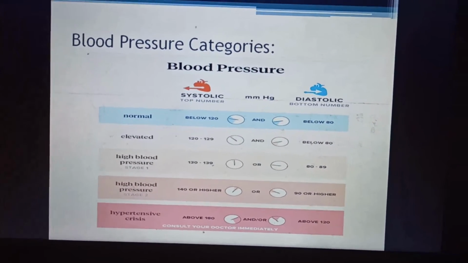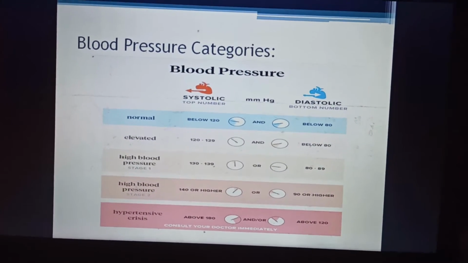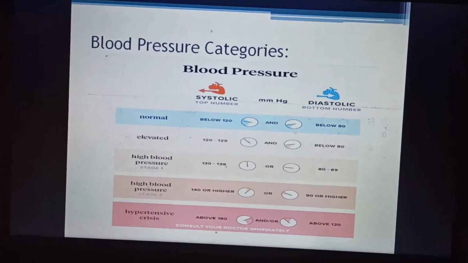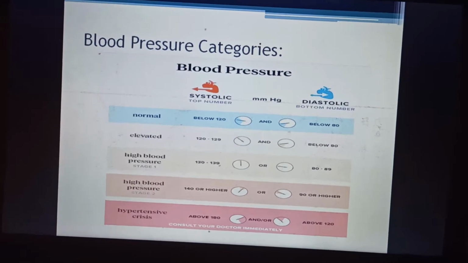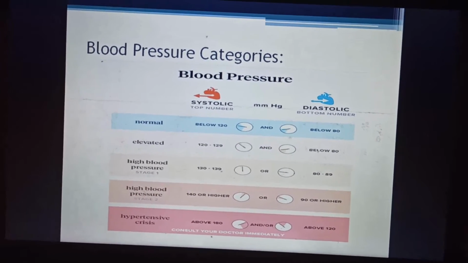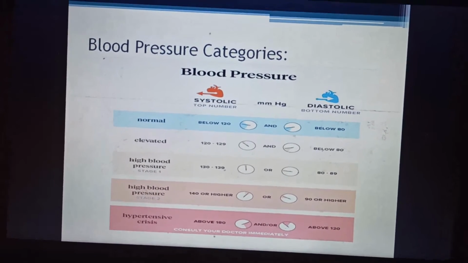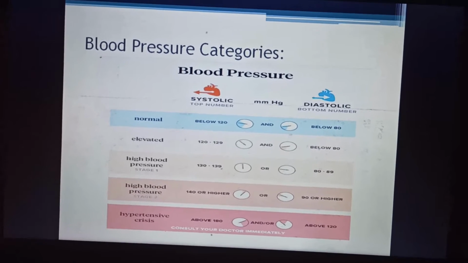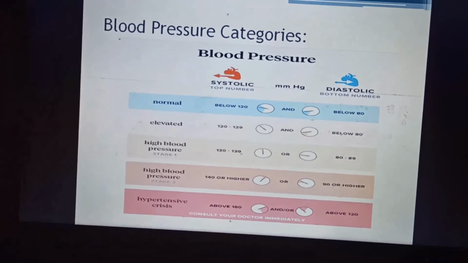Elevated blood pressure: 120 to 129 systolic and diastolic below 80. Elevated blood pressure is when readings consistently range from 120 to 129 systolic and less than 80 mm of mercury diastolic. People with elevated blood pressure are likely to develop high blood pressure unless steps are taken to control the condition. Then hypertension stage 1.